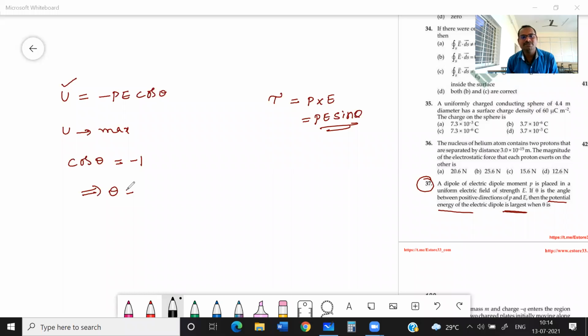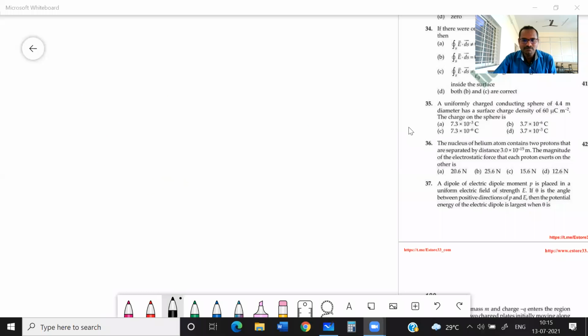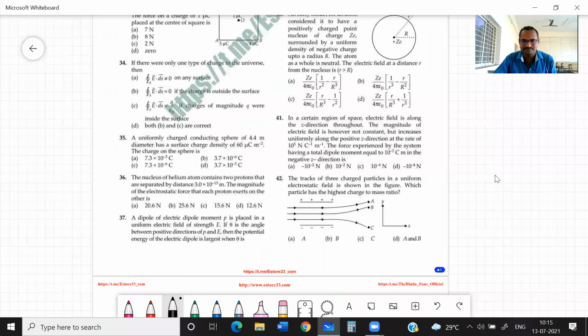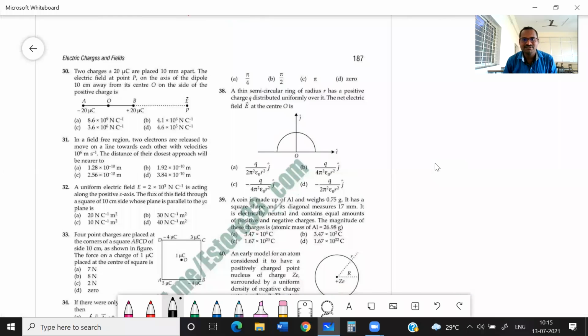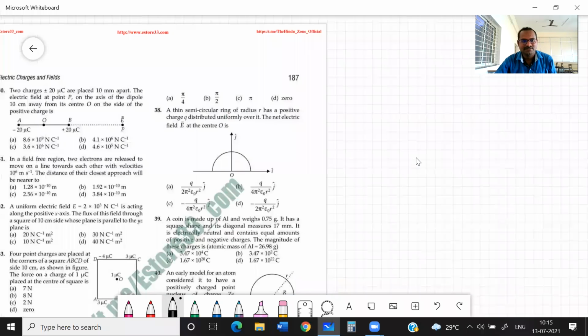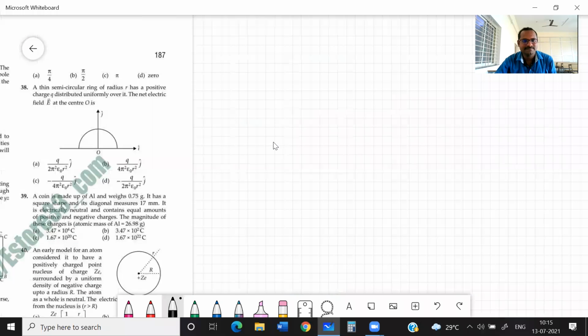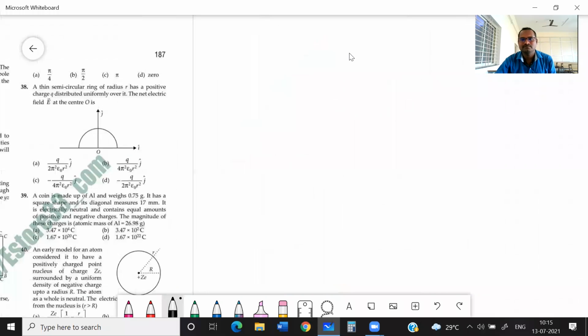That implies theta should be, what should be the theta value? It is 180 degrees. Cos 180 is minus 1. Or you can say pi radians. So for the 37th question, the answer should be 180 degrees. Let us see that answer. Here is option C. Option C is the right answer. Clear, students? Any doubt in that? So option C is the right answer.